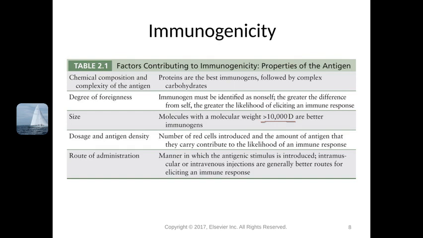Dosage is going to be something that comes up again, and you'll probably be scared of it. Dosage is actually really simple, but we will talk about this more when we're talking about antibody identification. But here, the dosage corresponds to the number of red cells that were introduced and the amount of antigen that they carry.